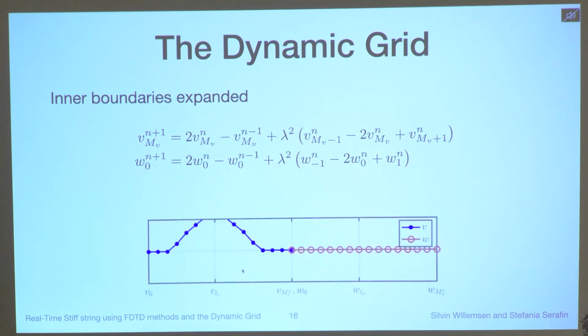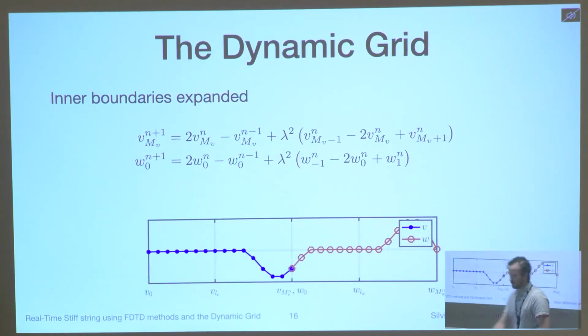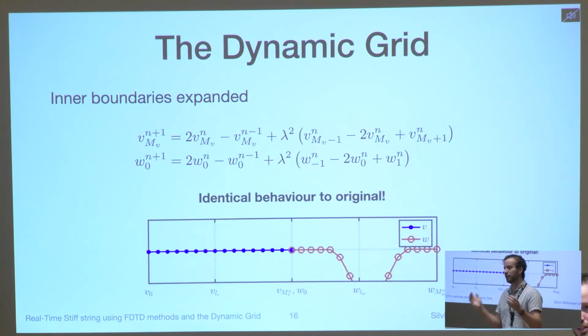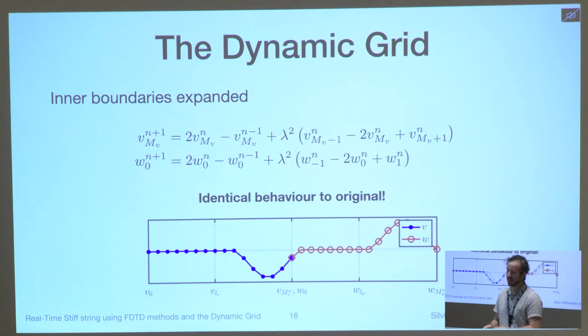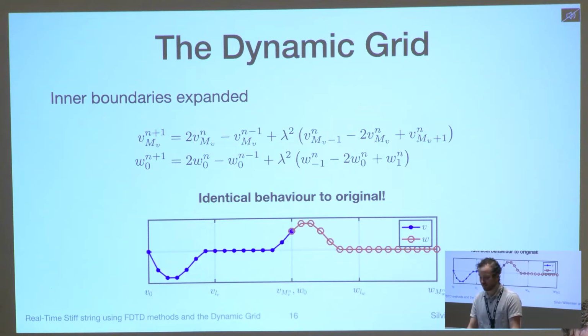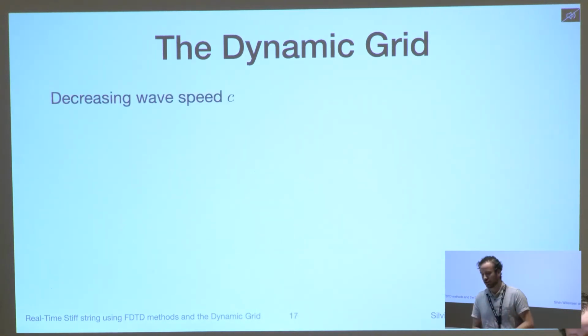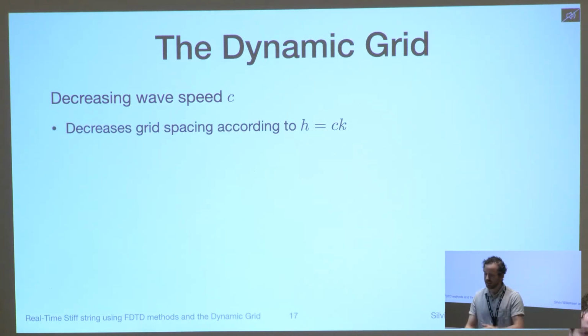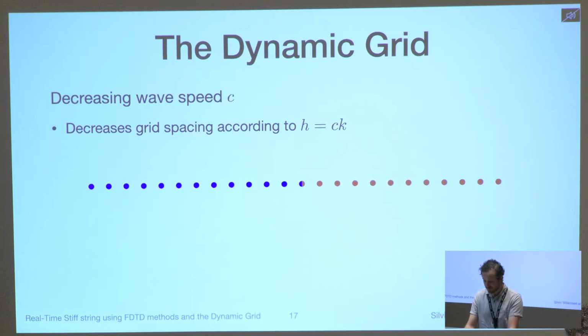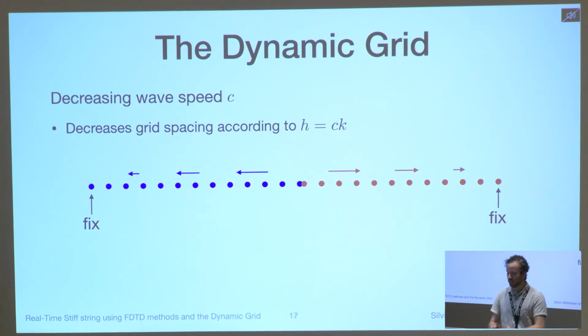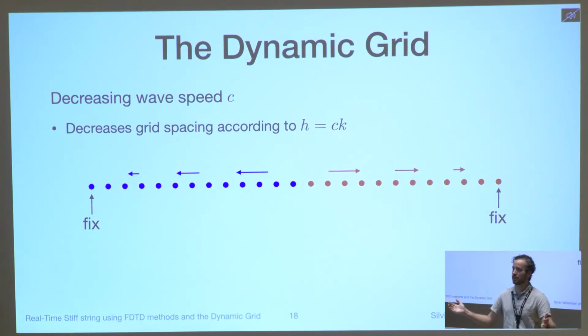So if we take a look at a simulation here, we can see that this actually results in identical behavior to the original system. So we can say that this is at least a good starting point for our method. Then if we want to change parameters, so say we want to decrease the wave speed c, this decreases the grid spacing as well, according to this formula that we saw before. So what we do is we fix the outer boundaries in space, and then we move all the grid points towards their respective outer boundary.